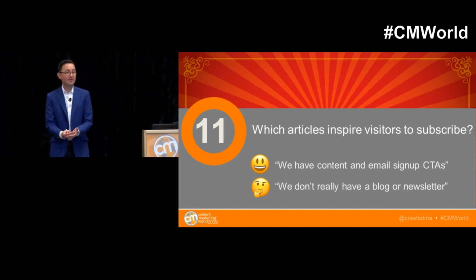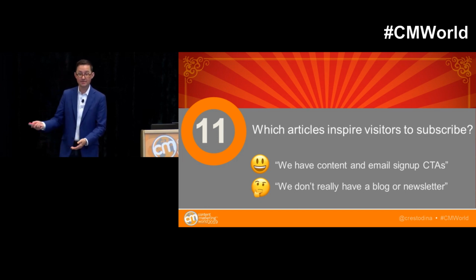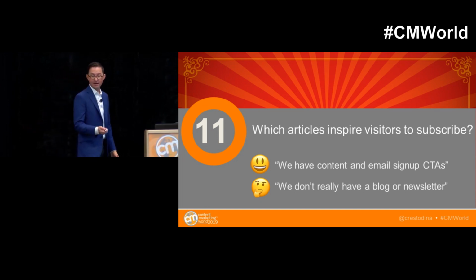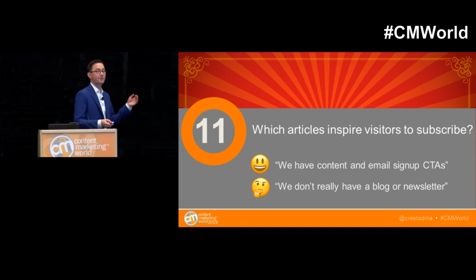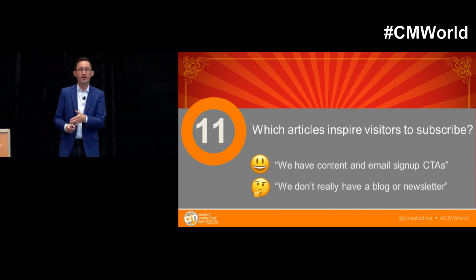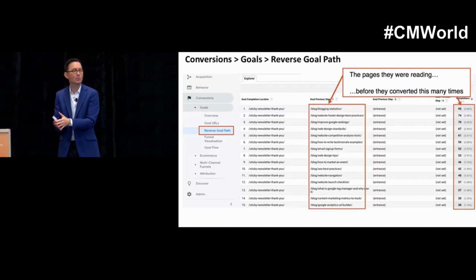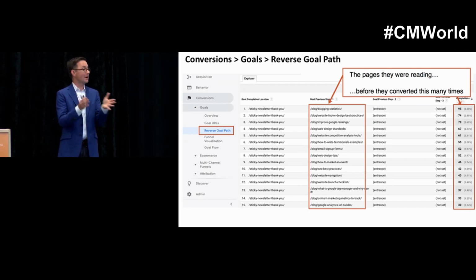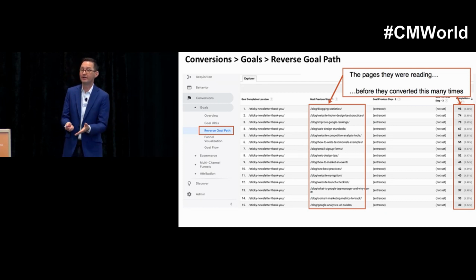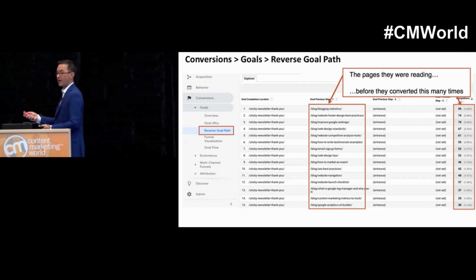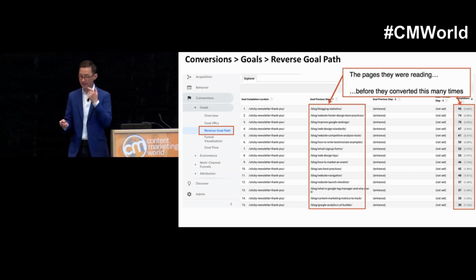Do you have content, yes or no, and do you have calls to action on your content? If yes, this will be very useful to you. You need to have content marketing. So if you go to the reverse goal path report, it will show you what people were reading right before they felt so much love that they gave you their email address. Reverse goal path. What they were reading right before, they were so happy with what you did that they gave you their email address. And on the right, it shows you the number of people who did it, right?